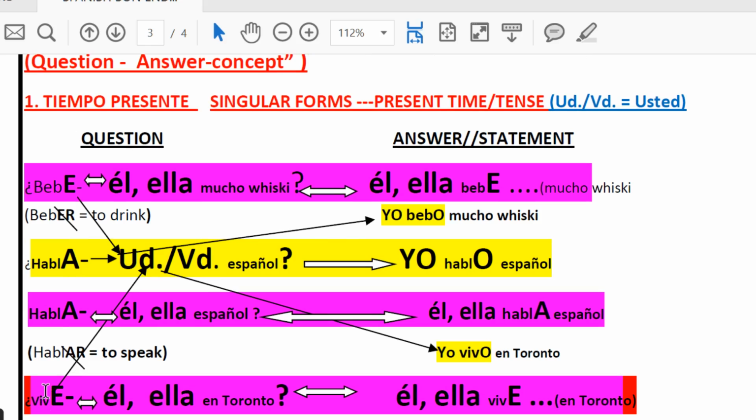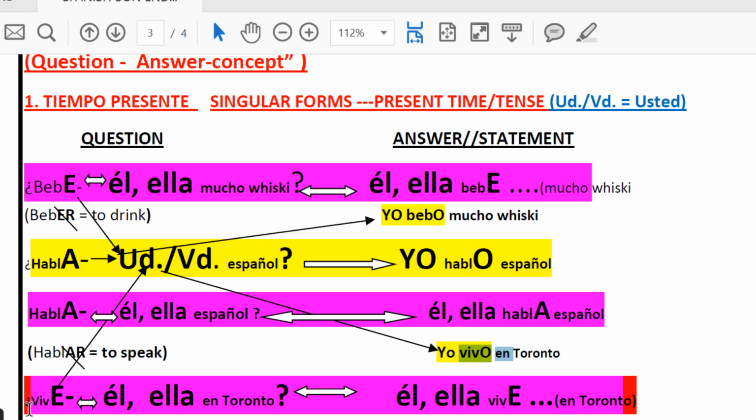If you wanted to ask the question, vive usted en Toronto? Do you live in Toronto? That's the question. And the response would be, sí, yo vivo en Toronto.